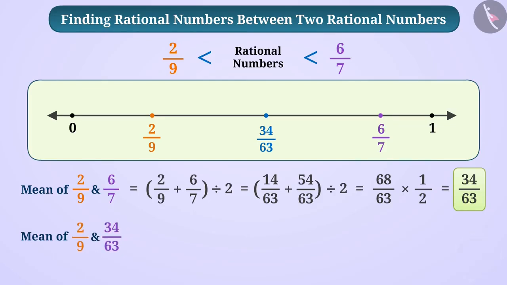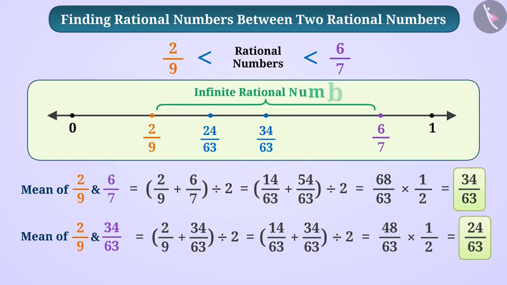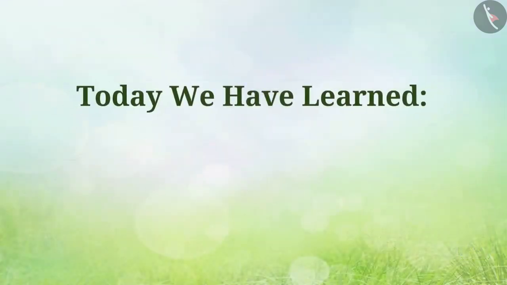Let me tell you, we will do this as follows. This will give the rational number 24 by 63 between 2 by 9 and 34 by 63. In this way, we can find infinite rational numbers between 2 by 9 and 6 by 7. So, today we have learned how to find the rational.